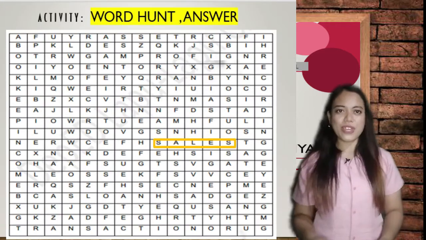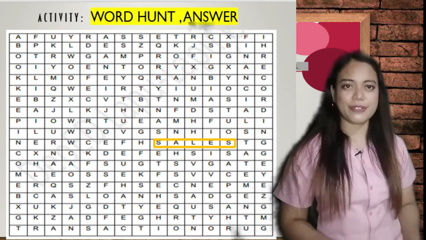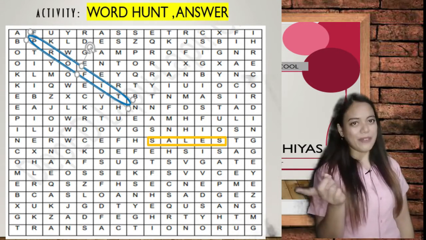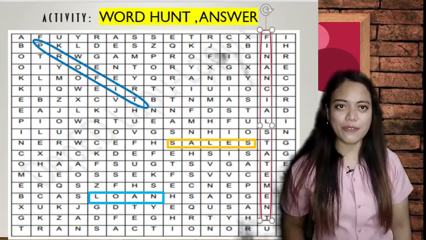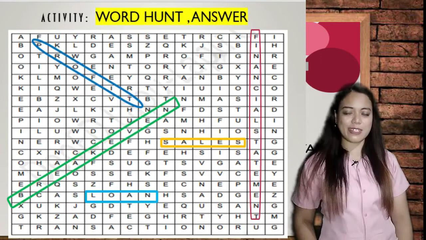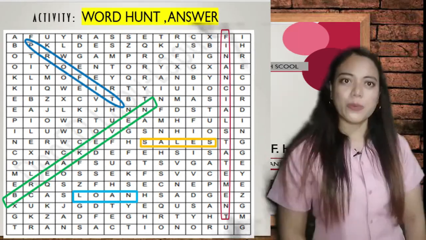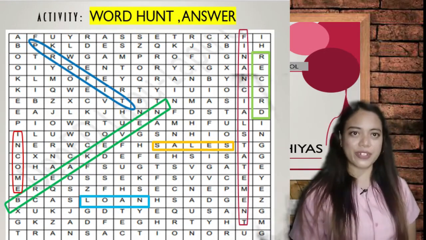Okay, first answer that we found is sales. Next we have profit. We have loan. Okay, correct. We also have financial statements. Next we have break even. We have income. We also have record.